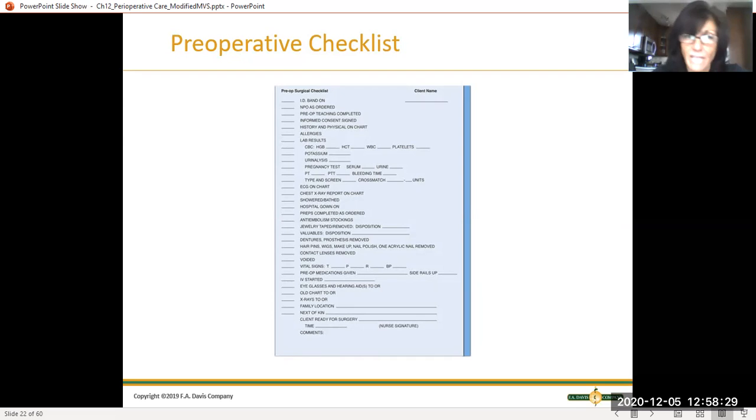And every facility has its own protocols as far as those are concerned. They shouldn't have on wigs or hairpins or makeup or acrylic nails. And if they have acrylic nails, we got to take one of them off for the pulse ox.